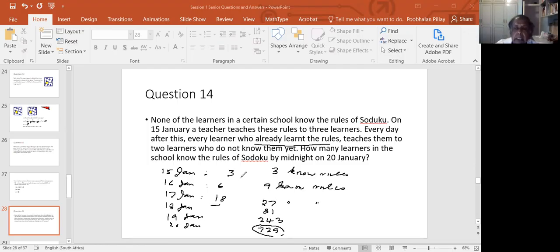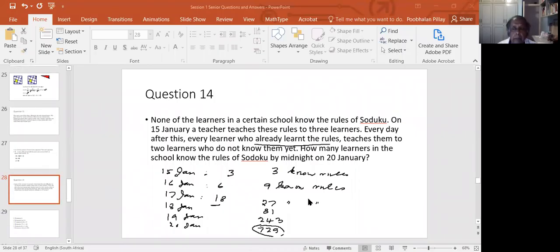So the idea is each day you look at what's given and try to find out, because we need to know how many know the rules on the 20th of January. So each day you find out how many know the rules and you see a pattern coming up, and that leads to the solution, which is 729.